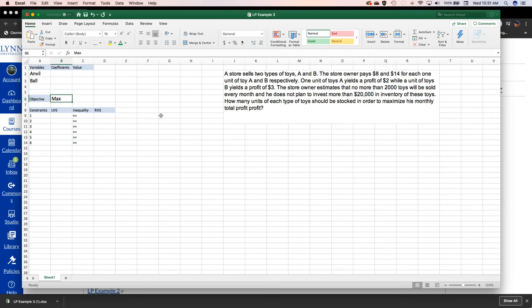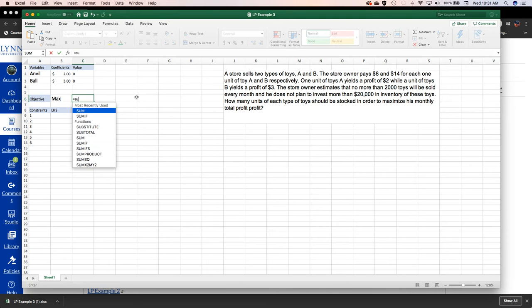Okay, so how much profit do we make off of the anvils, the toy A? Wake up, guys. How much profit do we make off of toy A? $2. And how much do we make off the balls? $3. There you go. Thank you very much. Okay, so we're going to set those values to 0 right now because we don't know how many to sell.